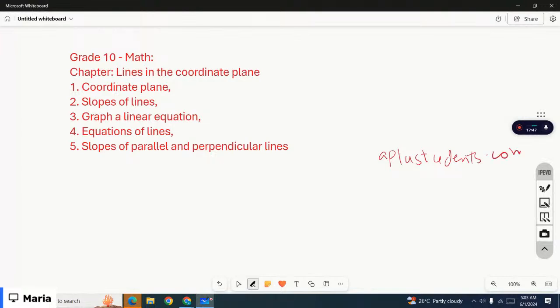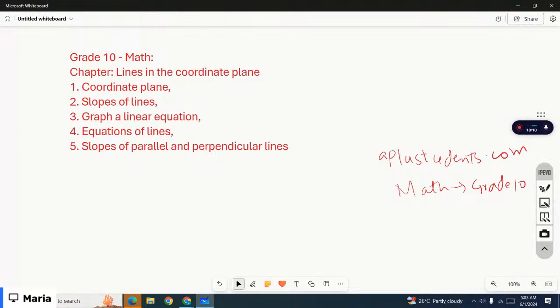You have to log in there using your email address and password as provided by the administrator. Then you have to select math from the subject tab. Scroll down to grade 10 and then click on view all lessons. There you can find a list of the chapters. We're going to start with the chapter lines in the coordinate plane.